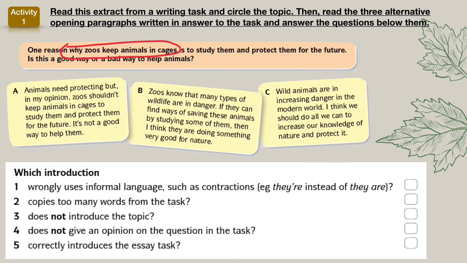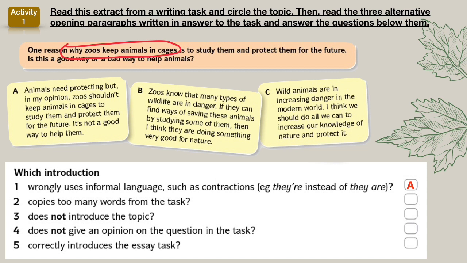Between A, B, and C, which introduction wrongly uses informal language such as contractions? Example, they're instead of they are. So what do you think? Good. The answer is A. It is because of the use of shouldn't instead of should not, and another one is it's instead of it is.